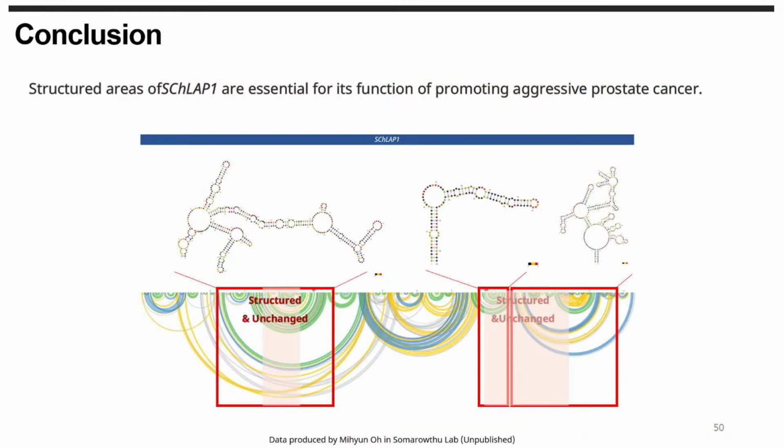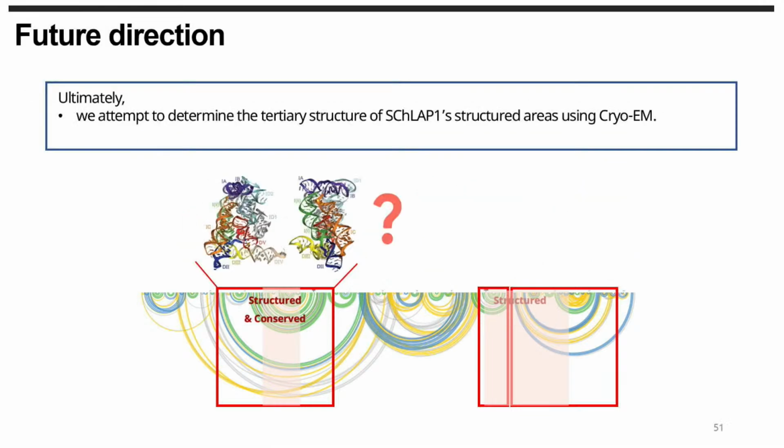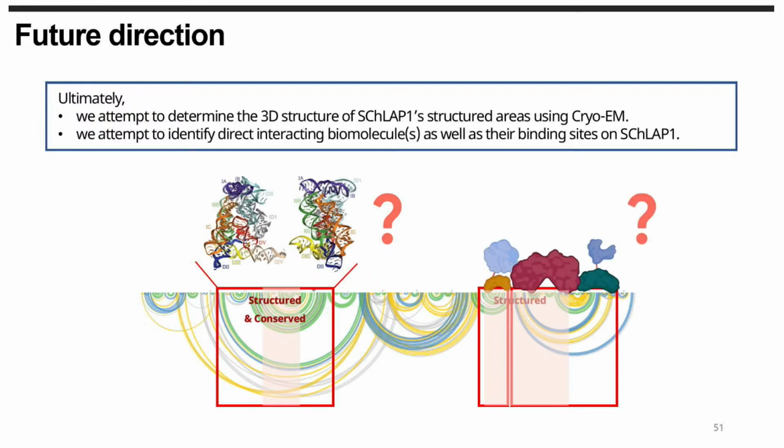So, all in all, our group identified the structures of SHOP1, and structured areas of SHOP1 are essential for its function of promoting aggressive prostate cancer. For future direction, ultimately we are attempting to determine the tertiary or 3D structure of SHOP1 structured areas using cryo-EM. And also we are attempting to identify direct protein binding or biomolecules in general, as well as their binding sites on SHOP1.